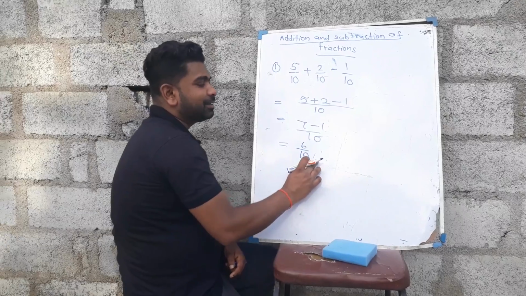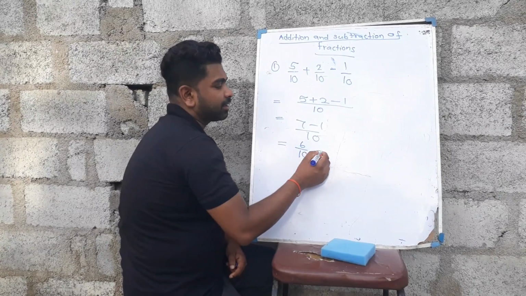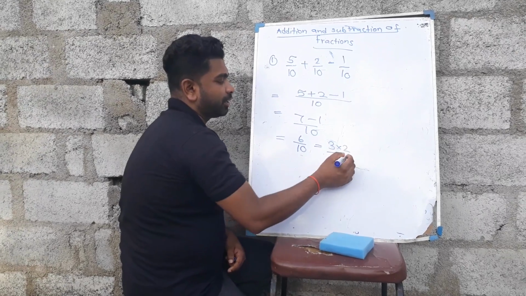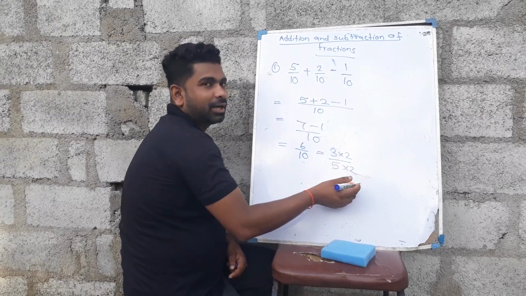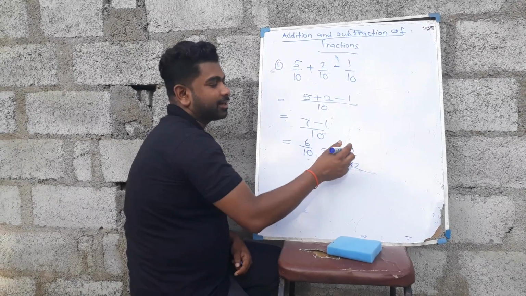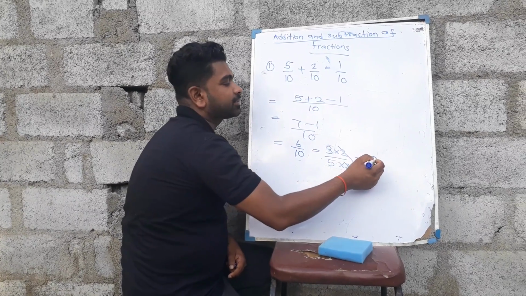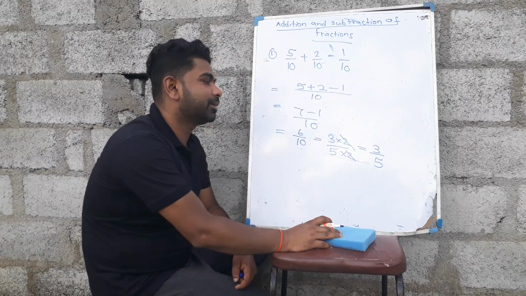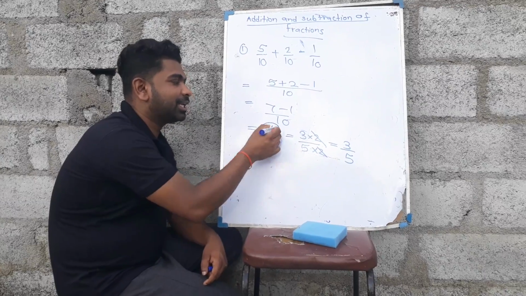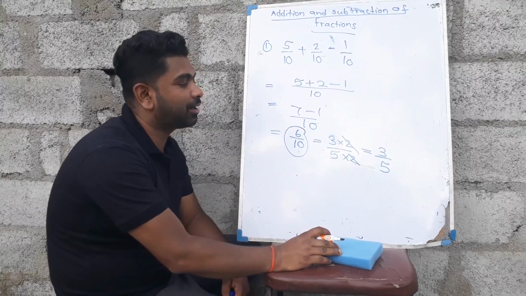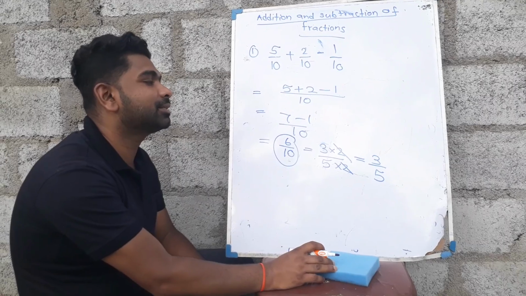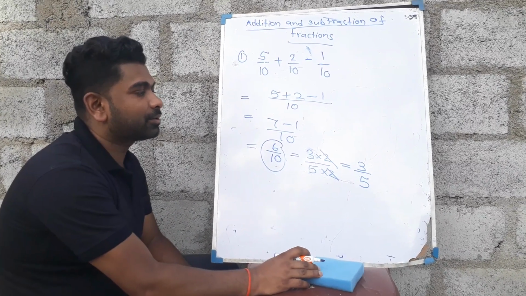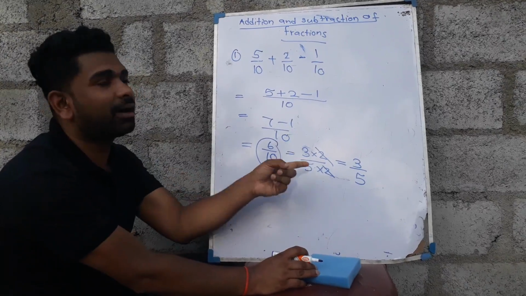And if you are asked to simplify this 6 tenths, you can write it like this. 6 means 3 into 2, and 10 means 5 into 2. So there is a common factor. You can cut it. Then what is the answer? 3 fifths, 3 over 5. This is the answer. And if you are asked to write the answer in the simplest way, this is how you cut the common factors.